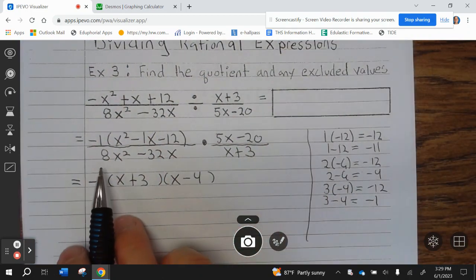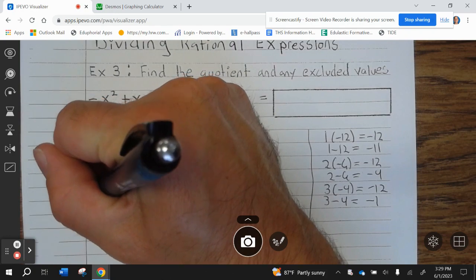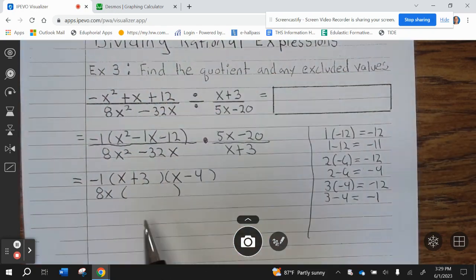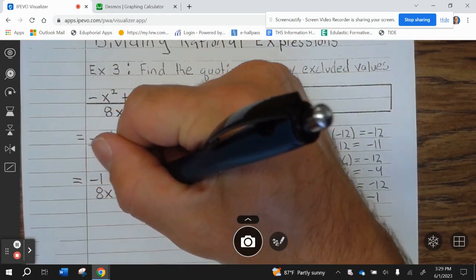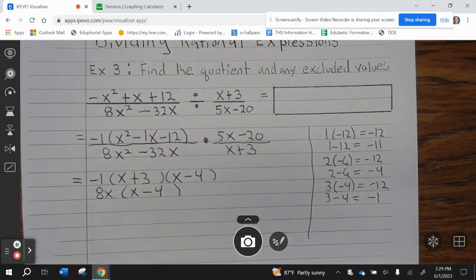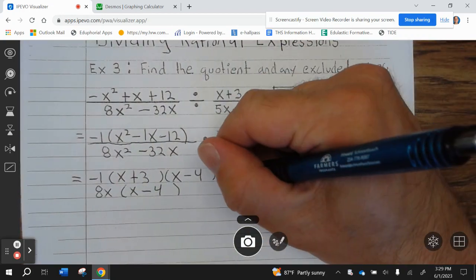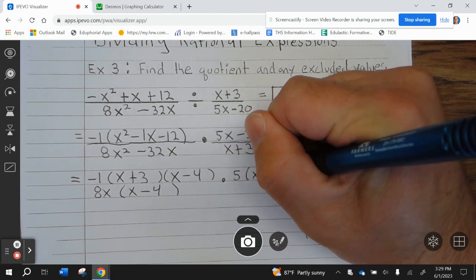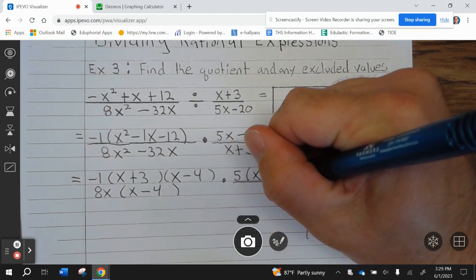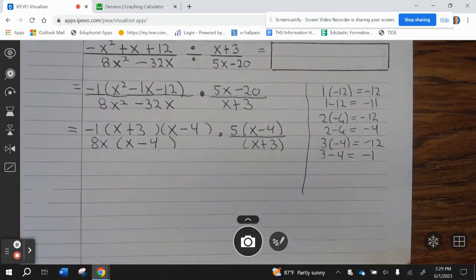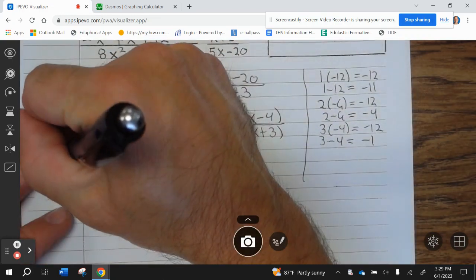Okay. Here we can factor out an 8x, which leaves x minus 4, times, we can factor out a 5, which leaves 5 times x minus 4, and then divided by x plus 3. Okay. Now let's go ahead and reorder everything.